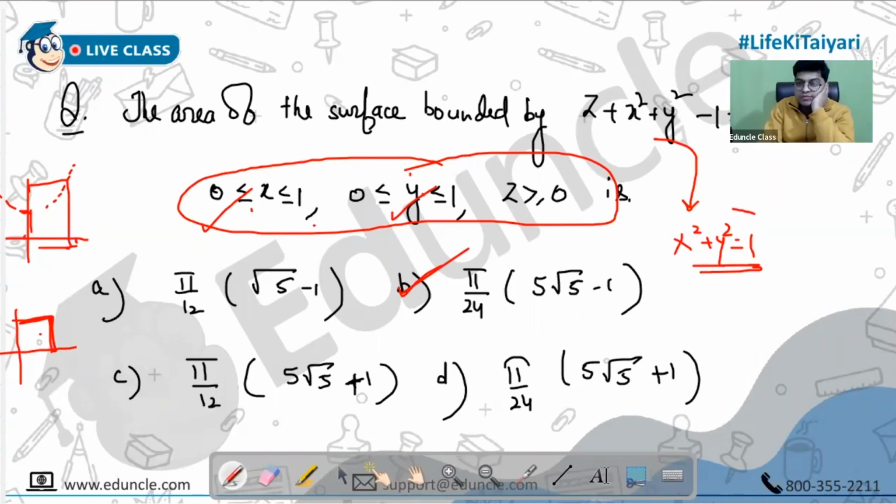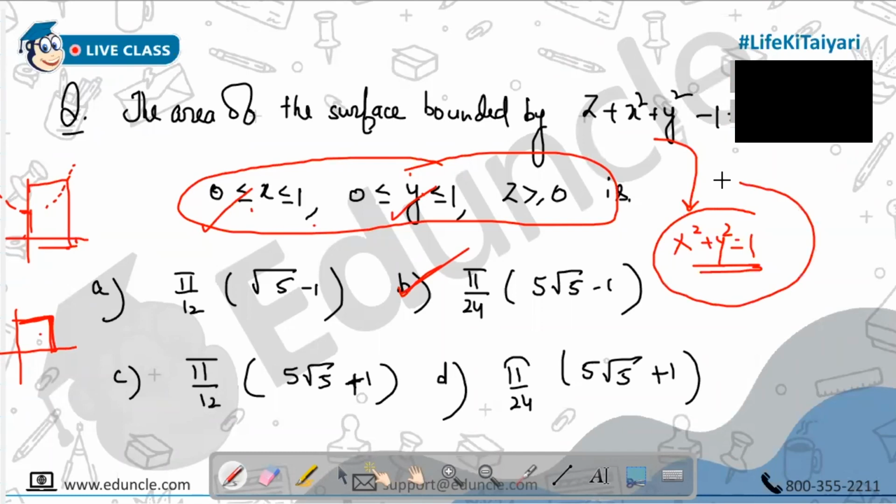Because x square plus y square equal to 1, na? And x is 0 to 1, y is 0 to 1. This is the first quadrant. Basically, we are taking the portion in the first quadrant only. Yeah, okay, sir. If this is not there, then you have to make, see this.